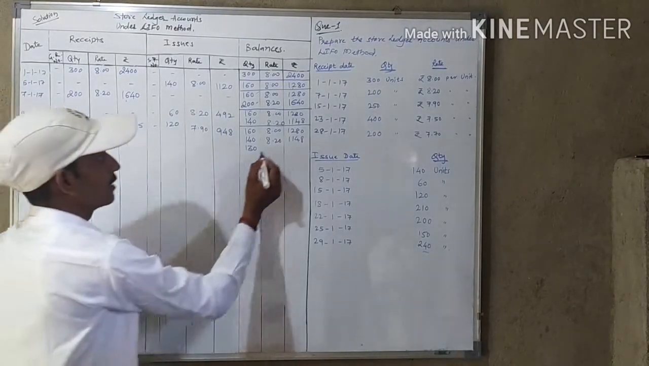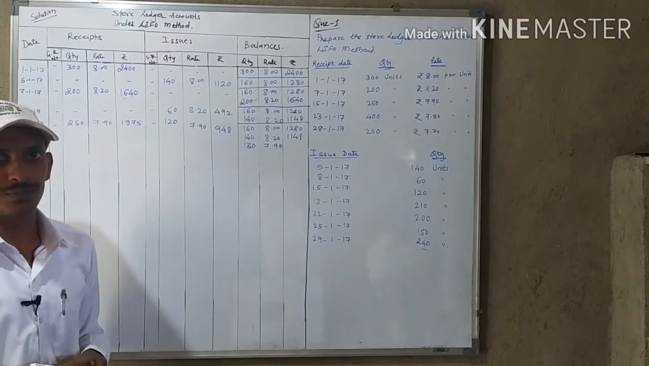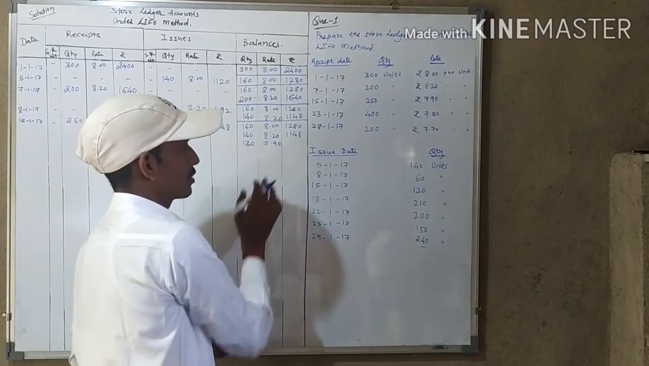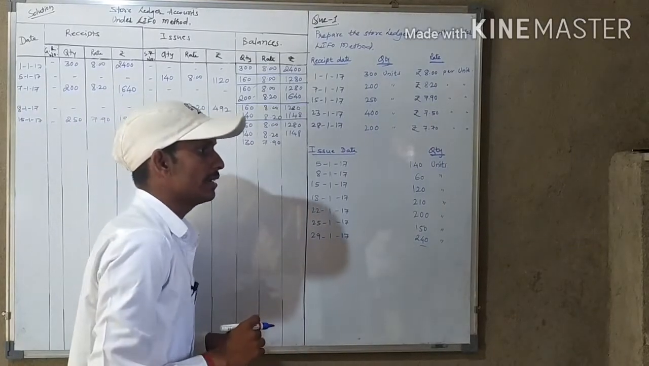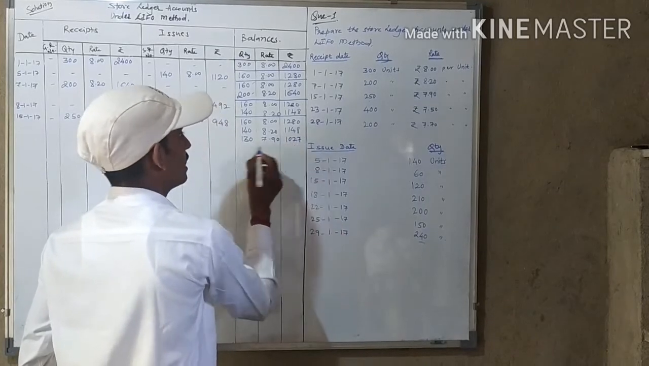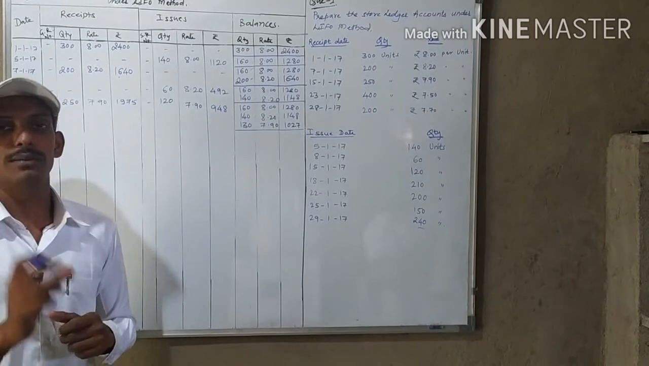Okay, what is the rate? Here it is 7.90. Okay, so calculate by multiplying those two values, 130 into 7.90. So here you will get 1027. Now close the books of accounts on the particular date.